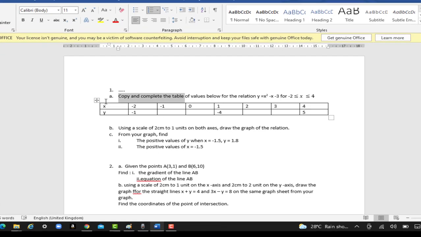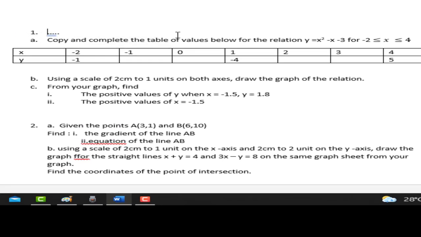Okay, so this is the question that we have. Question number 1. It says that we should copy and complete the table of values below for the relation. So this is our function that we are going to use, and they are saying that our x value should fall within -2 to 4. Means that these are the x values in terms of coming out with our graph. The x values that we're going to operate with should start from -2 to 4. And obviously we've been given the x values here starting from -2 up to 4.